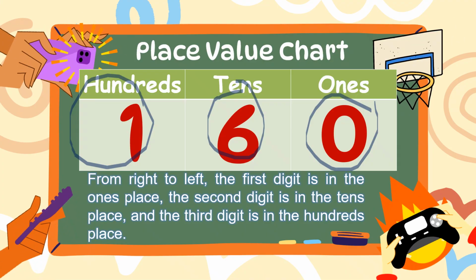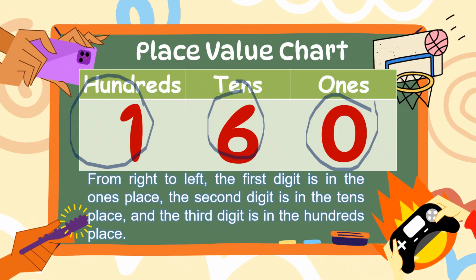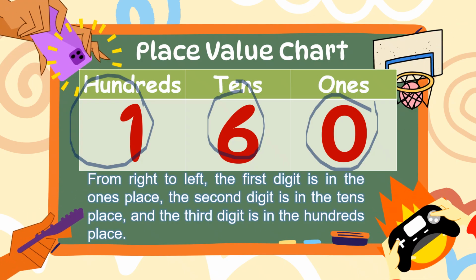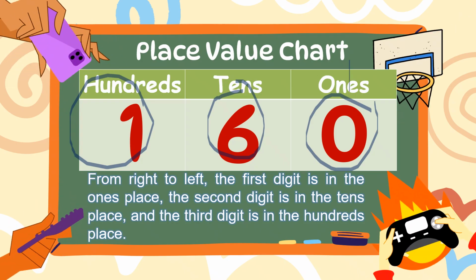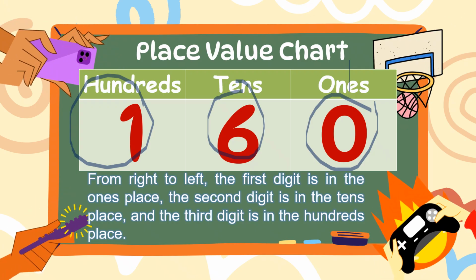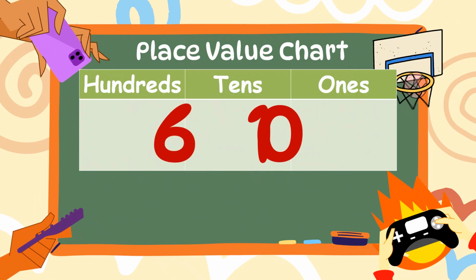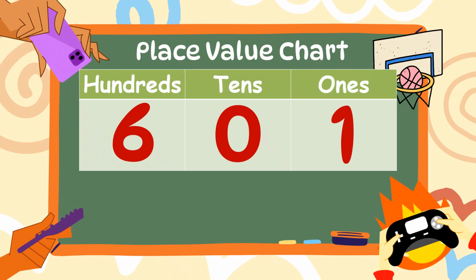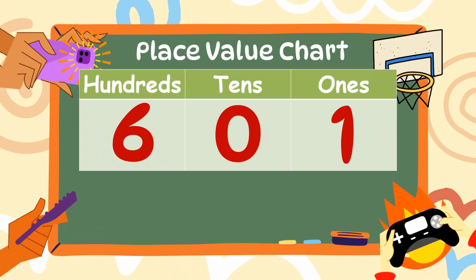Remember, when we add numbers, we always start from the right, okay? We don't add numbers coming from the left. Okay, let's do this. 601.